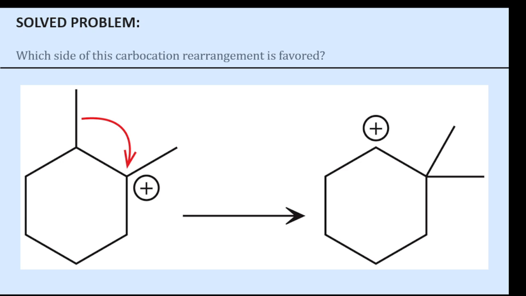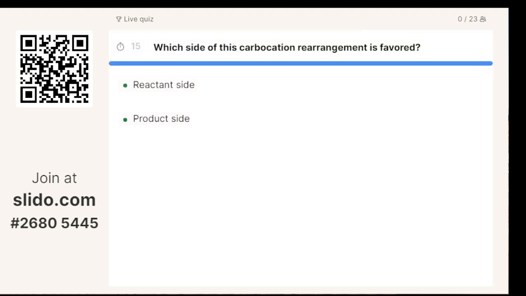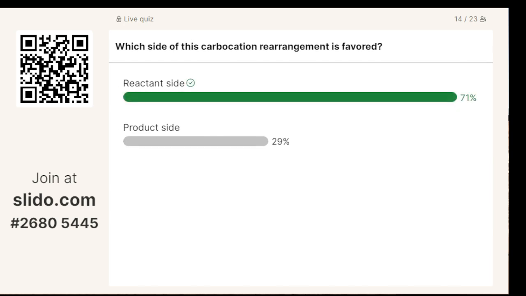Okay. So, which side of the carbocation rearrangement will actually be favored? And don't answer out loud. I'm going to quiz you. Got an answer in your head? Okay, ready? Set. Go. Okay. And it's the reactant side.